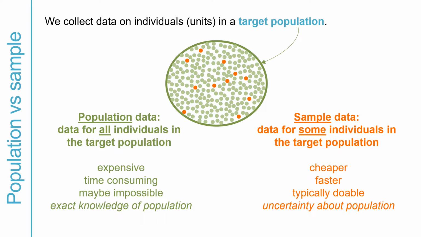This introduces some issues, such as the fact that our conclusions about the entire target population will come with some level of uncertainty, but it also brings up the issue of how to select a sample so that we can learn anything of interest about our target population.